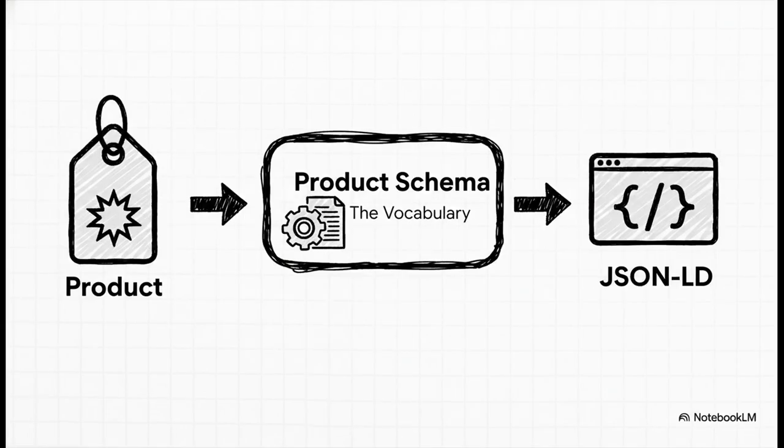And for us, in the world of e-commerce, it gets even more specific. The kind of structured data we're focused on is called product schema. It's like a special vocabulary just for products. The code itself is usually written in a format called JSON-LD. All you need to know is that's the one Google prefers. So these are the tools we're going to use.